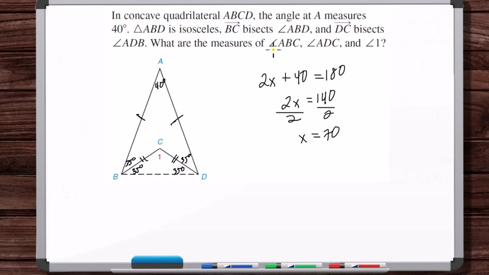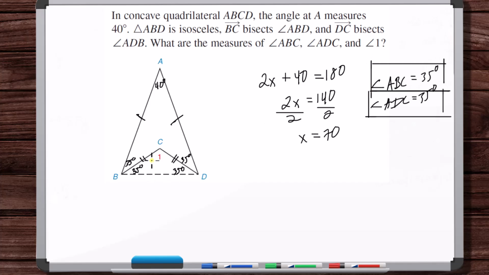Wait, it says, what's the measure of angle ABC? So we got that answer. Angle ABC is 35 degrees. Angle ADC is 35 degrees. So there's two answers there. Now we just need to get angle 1. 35 plus 35 is 70. What is 180 minus 70? 110. So the measure of angle 1 is 110. There you go.